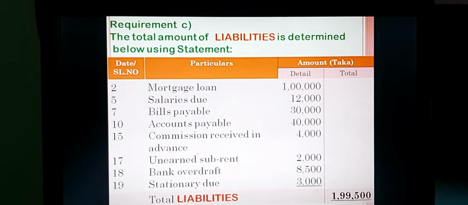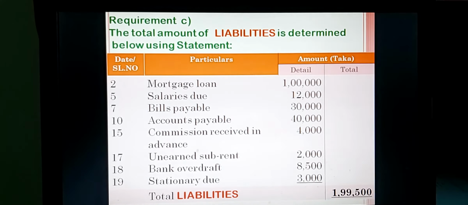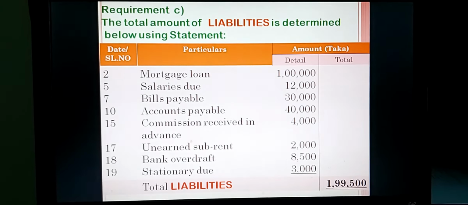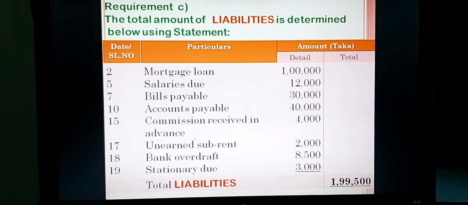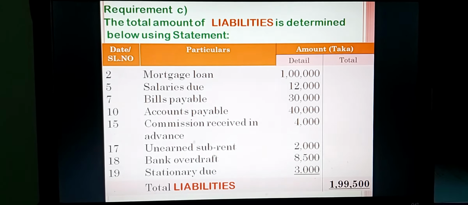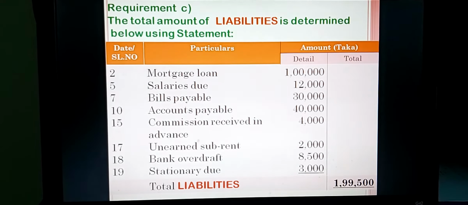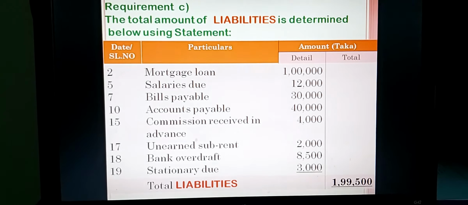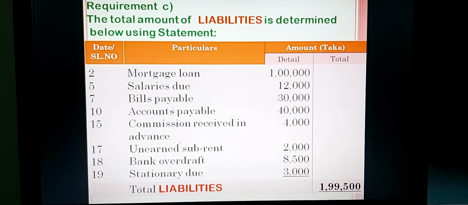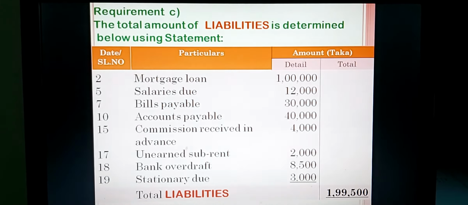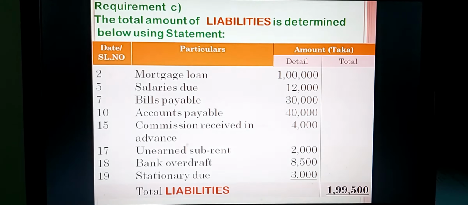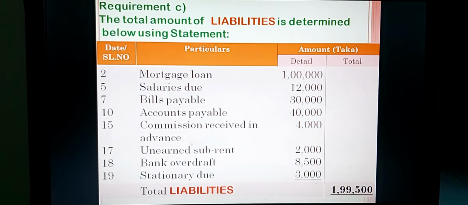Salary is due. Salary is one kind of expense, but salary is due, that is, salary is unpaid. Salary is outstanding. Salary payable. So unpaid, that is the payable amount. It has to be paid in future to the workers, employees, or officers. So salary due is one kind of liability, that is, a current liability.